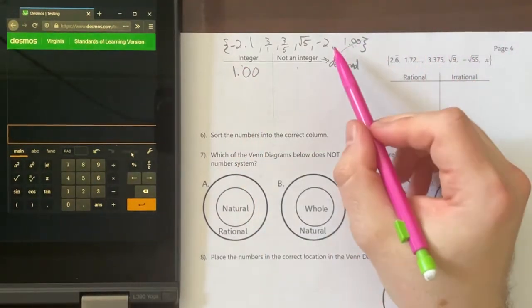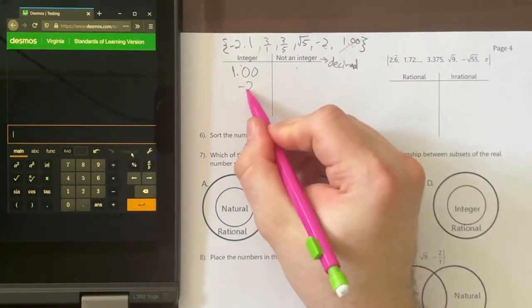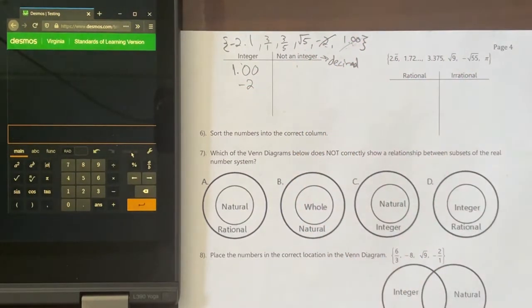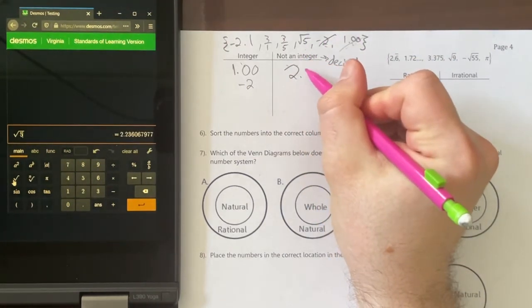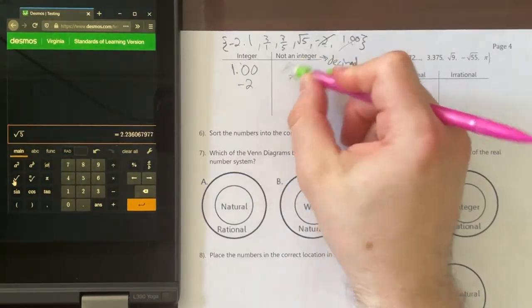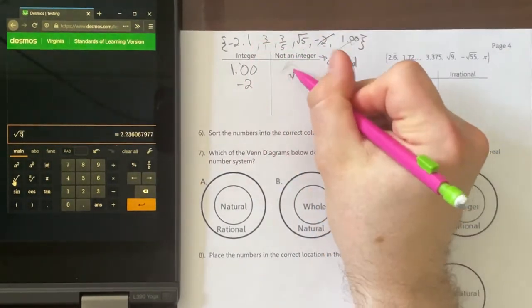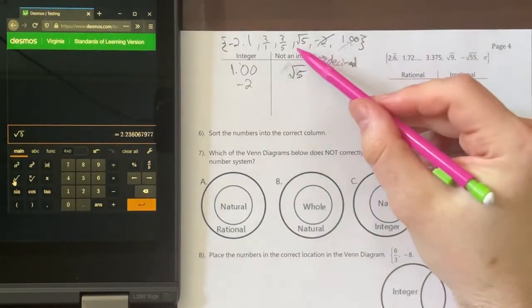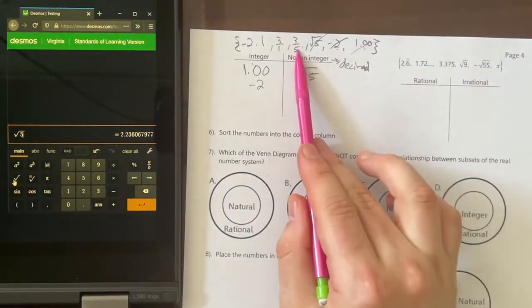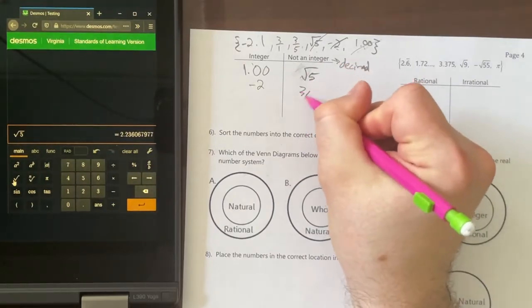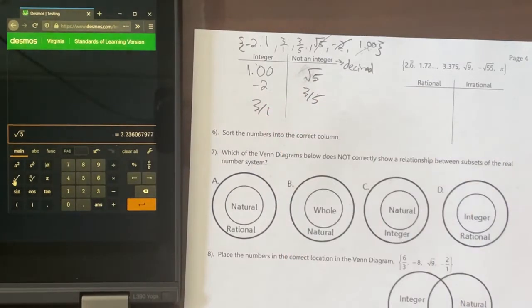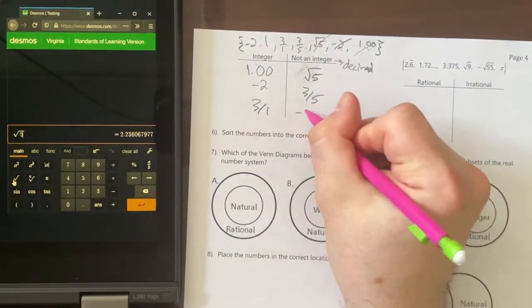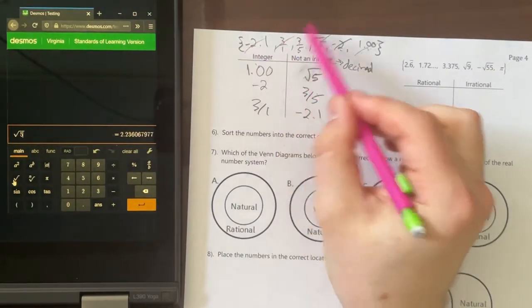So that one's good. What about -2? That's an integer. What about square root of 5? Well, let's look at that. Let's say square root of 5. That's definitely not going to be an integer. So we're going to say, we have original form, square root of 5. We have 3/5, which is 0.6. That's not an integer. However, 3/1 is equal to 3, which is an integer. And then lastly, the -2.1 is not an integer.